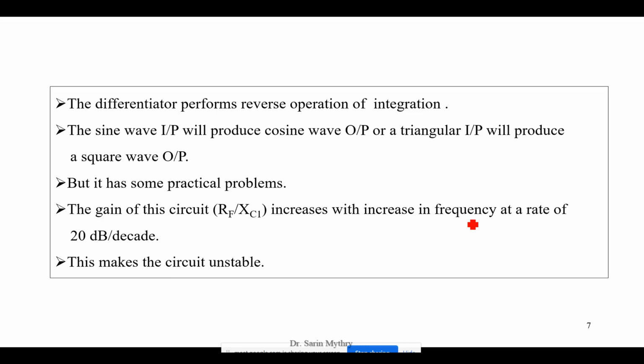But what is happening here? In this differentiator, the gain is going to increase as the frequency increases at this rate. At the rate of what? 20 dB per decade, or else you can notate it as 6 dB per octave. Because of this relationship, we can say that the circuit is unstable.